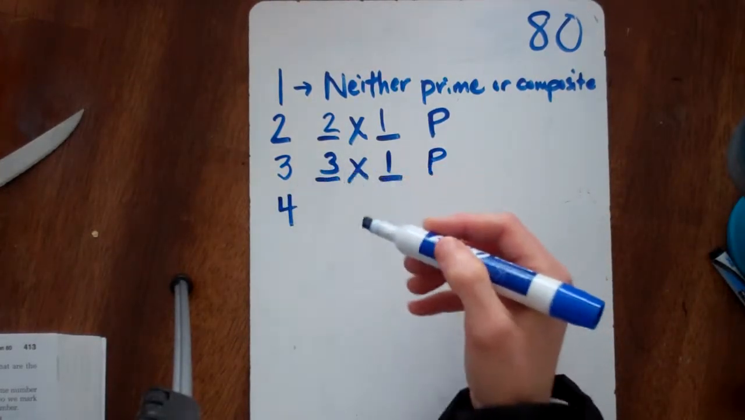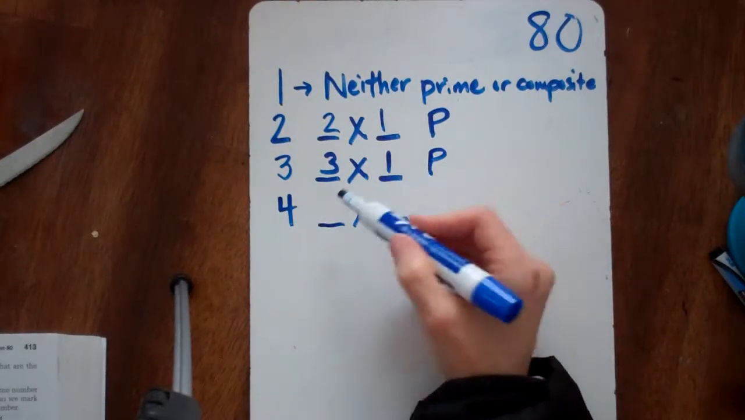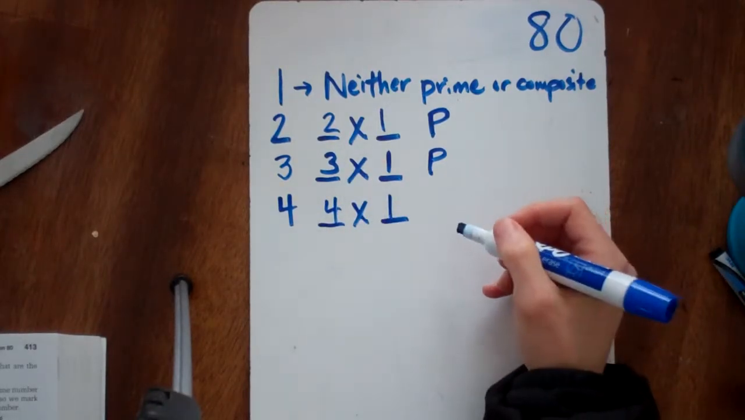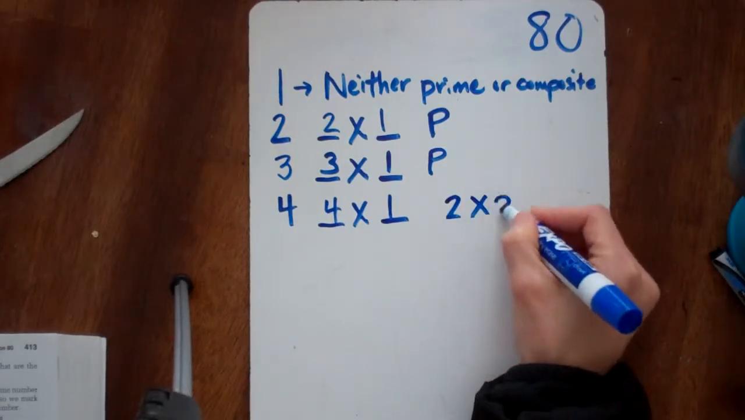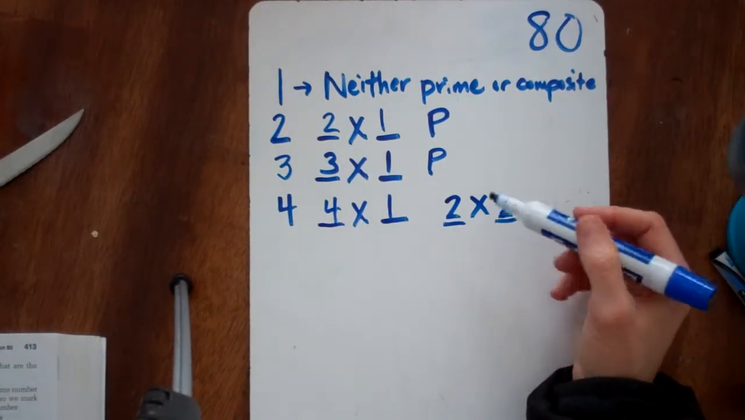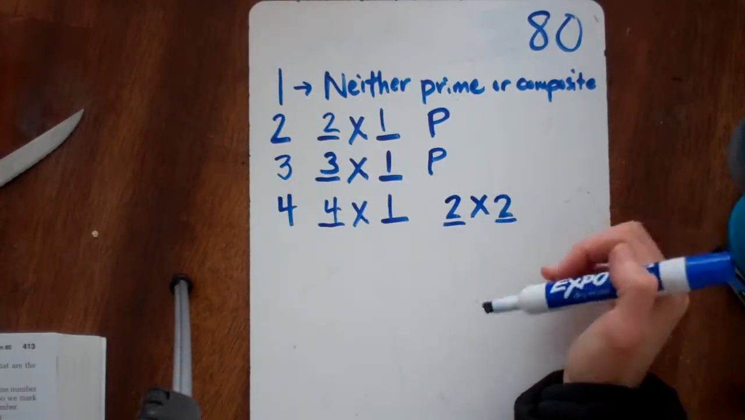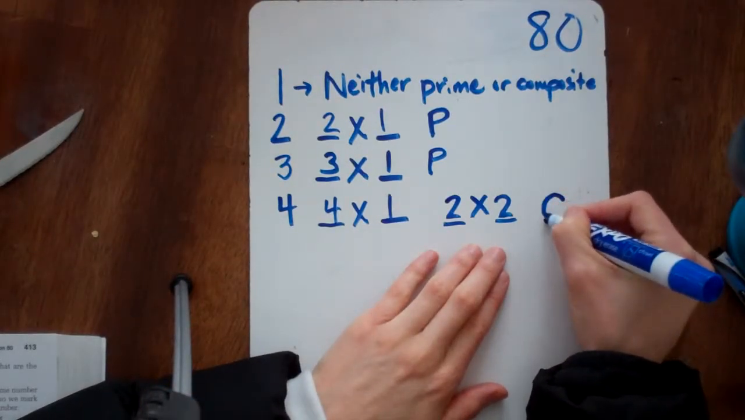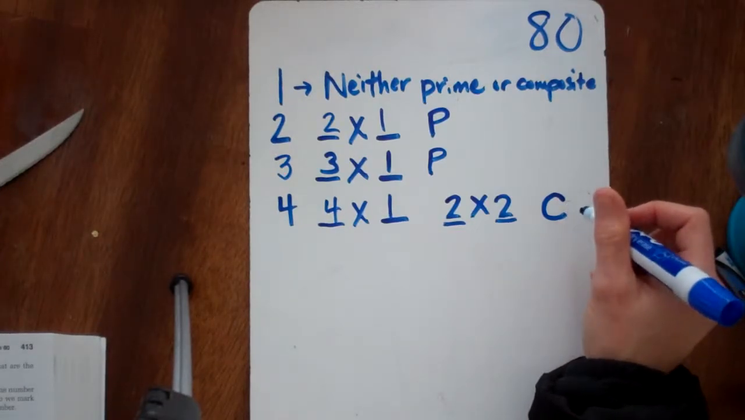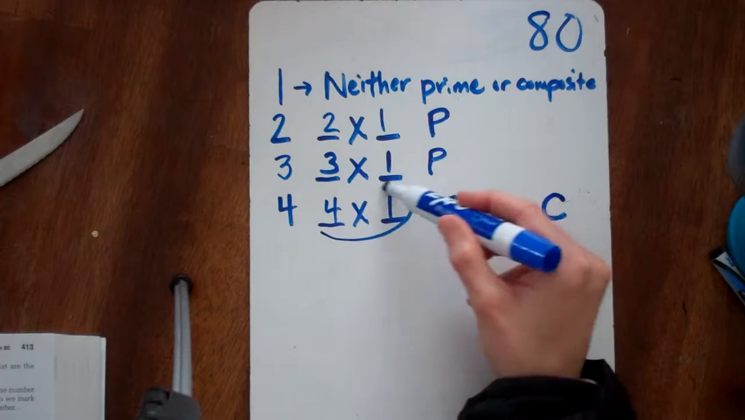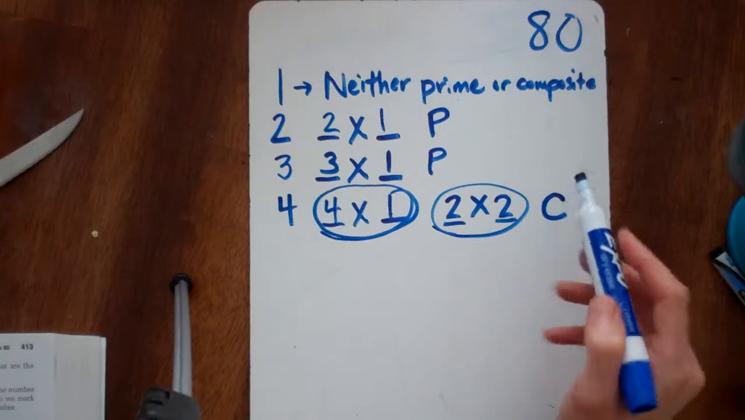Alright, let's look at number 4. 4, what two factors go into 4? Well, automatically 4 times 1 works, but can you think of another one? Hopefully you thought of 2 times 2, okay? So 4 has more than just 2 factors. It actually has 3. So we're going to put a C here, meaning composite. Okay? So a composite number has more than just 2 factors. These ones right here, the number itself and 1, it also has more. So it's considered a composite.